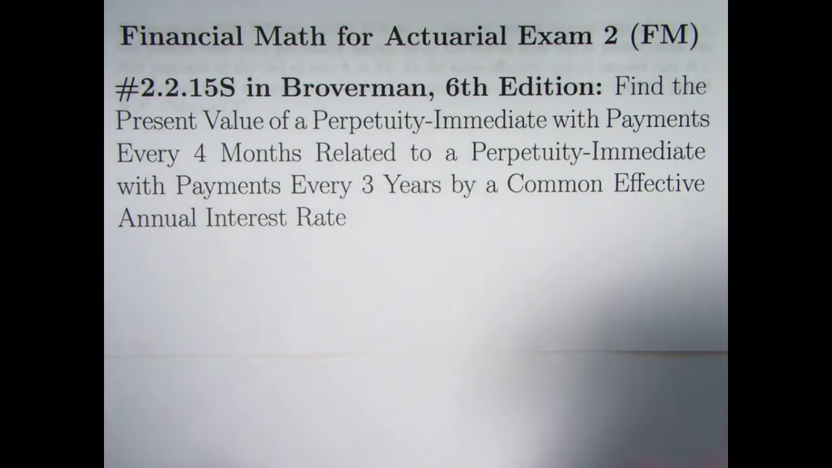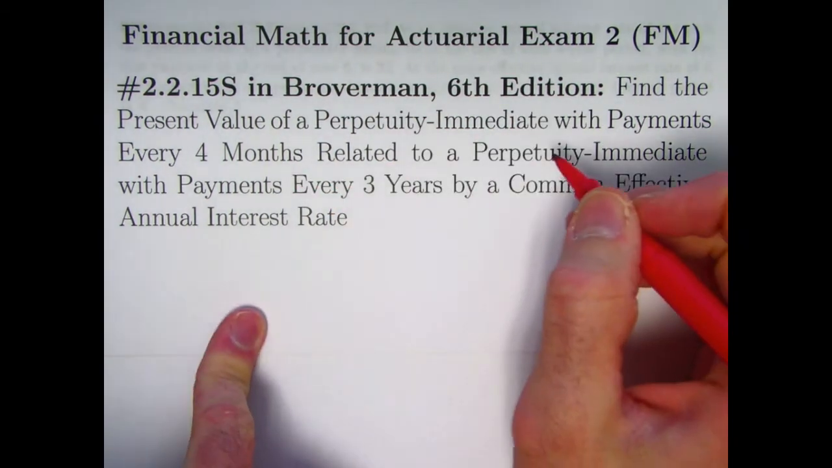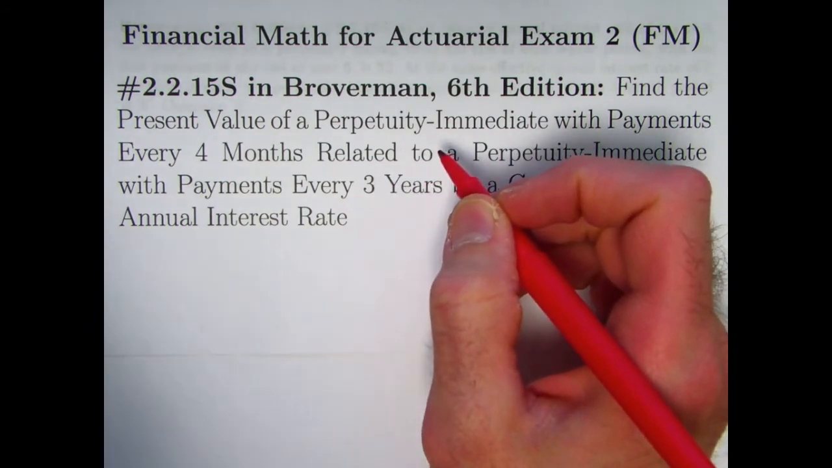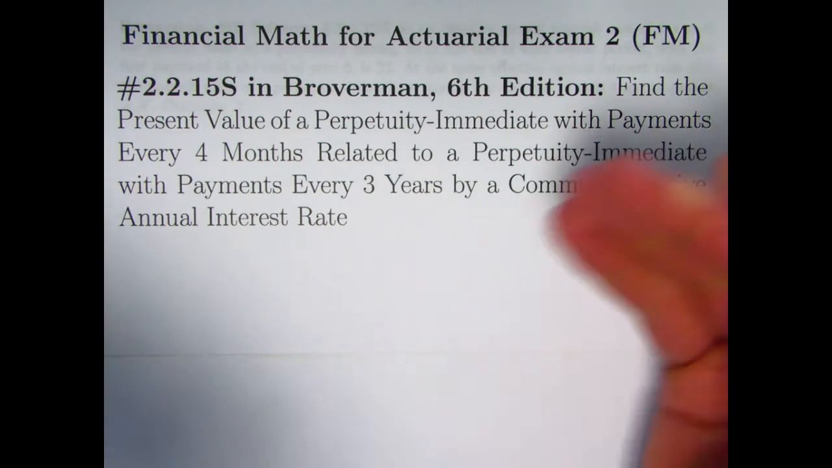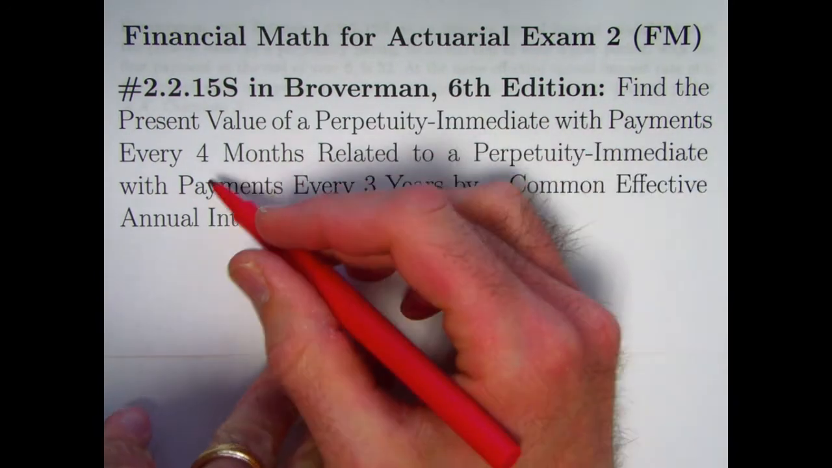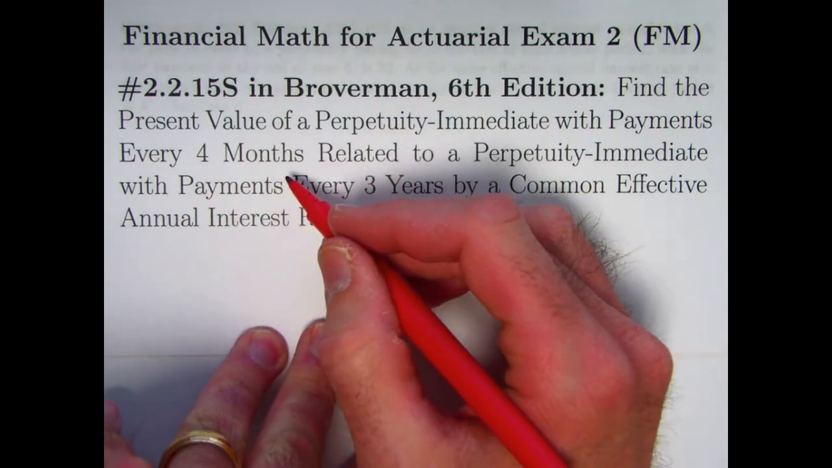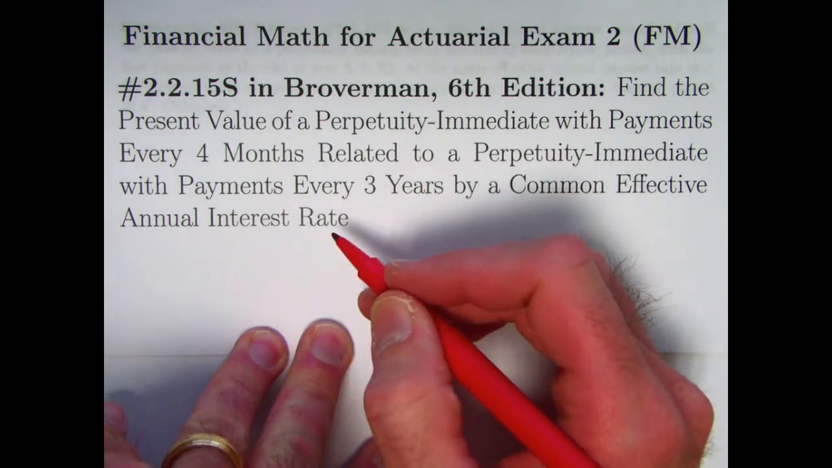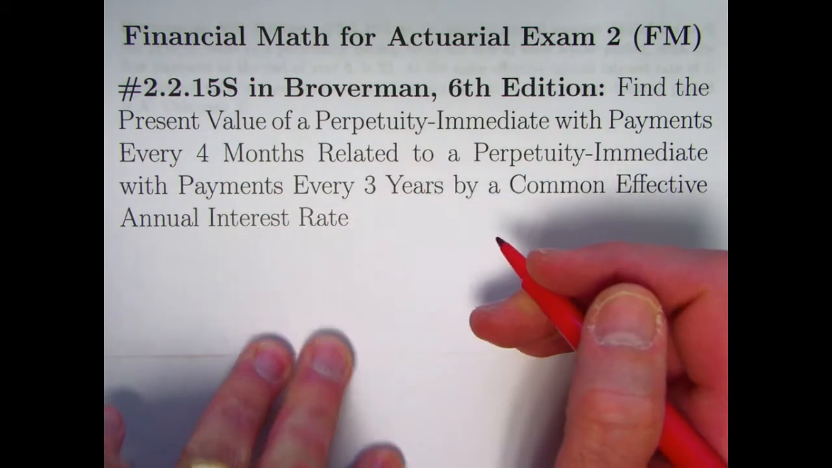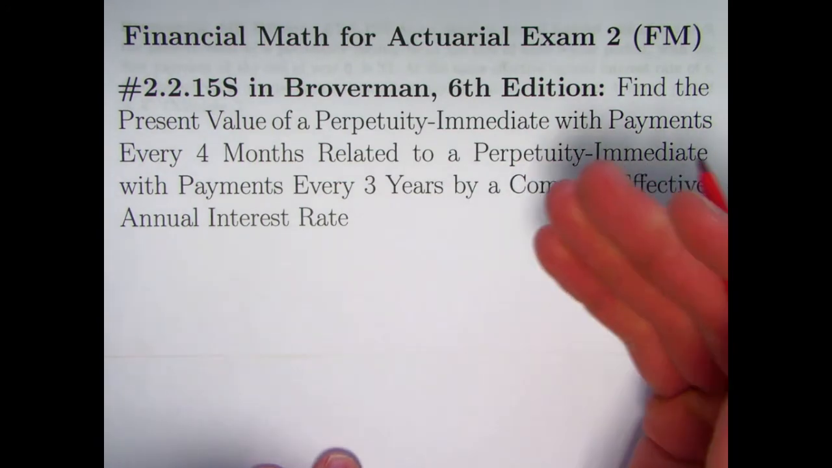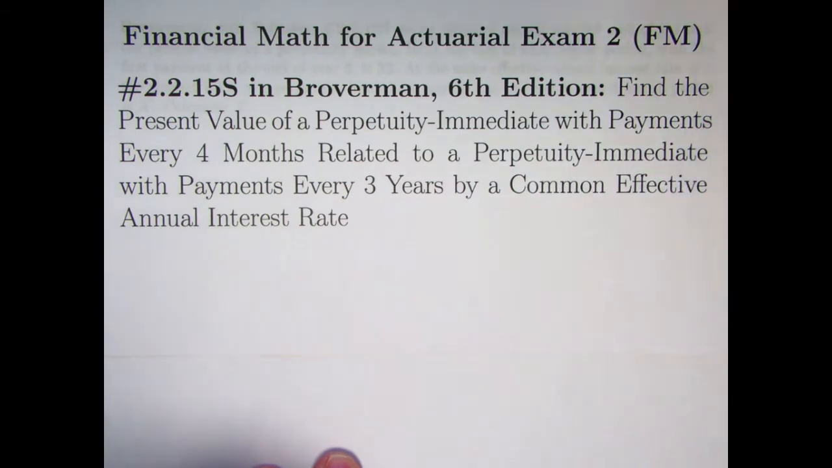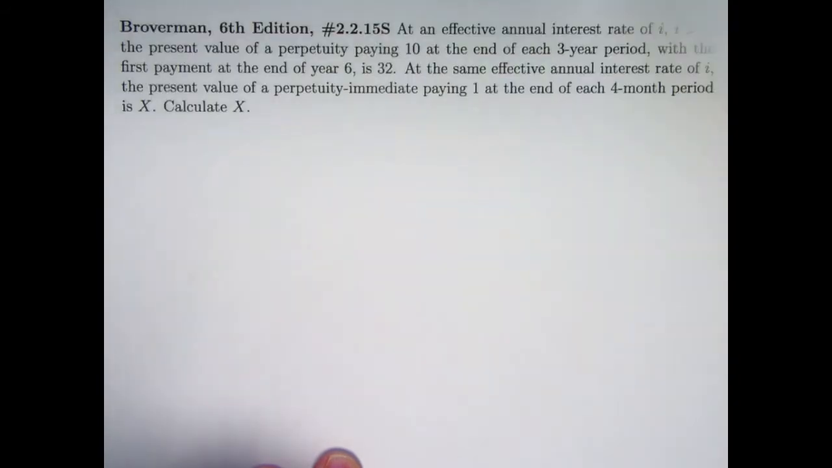In problem 2.2.15s, we're going to be finding the present value of a perpetuity-immediate, which is an annuity immediate that goes on forever, perpetually, with payments that are every 4 months and is related to another perpetuity-immediate that has payments every 3 years by a common effective annual interest rate. So this is in keeping with one of the main subjects in section 2.2 where we have these differing compounding periods.